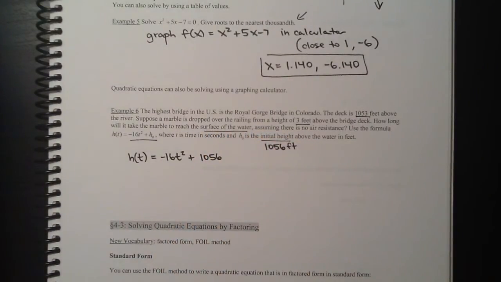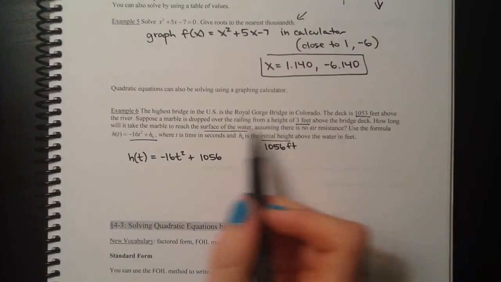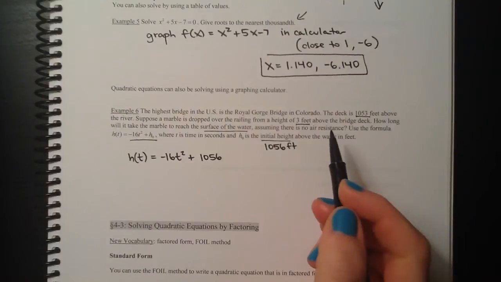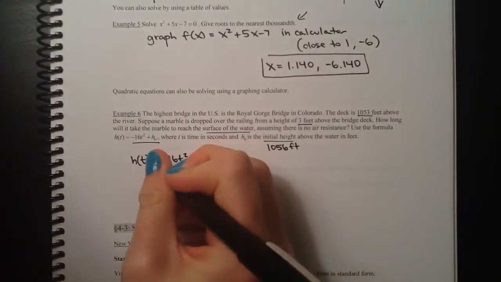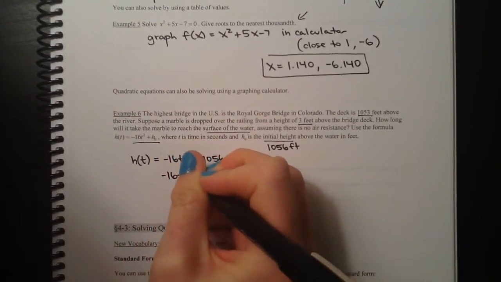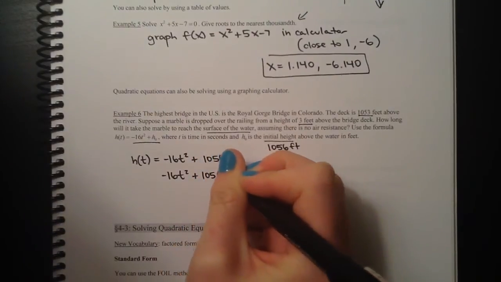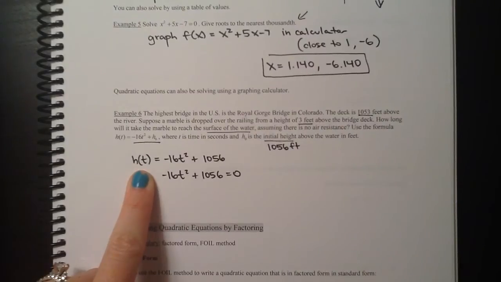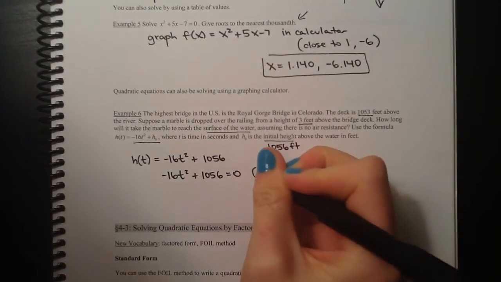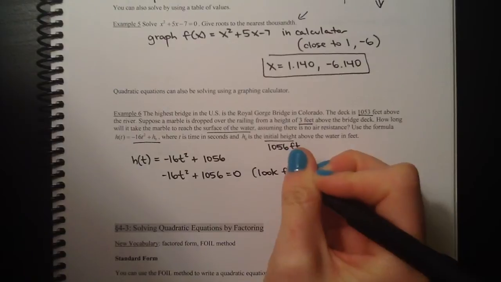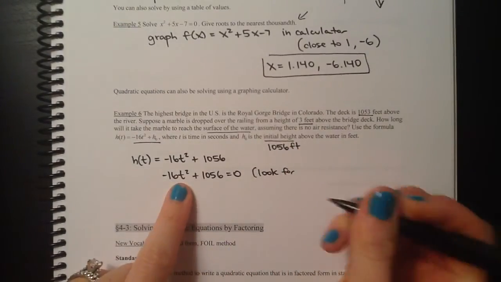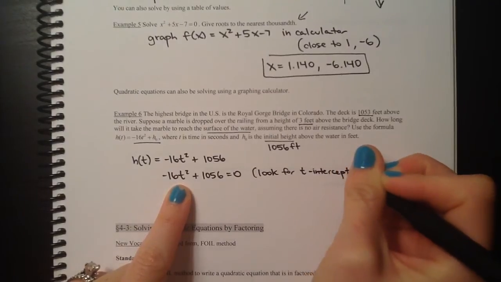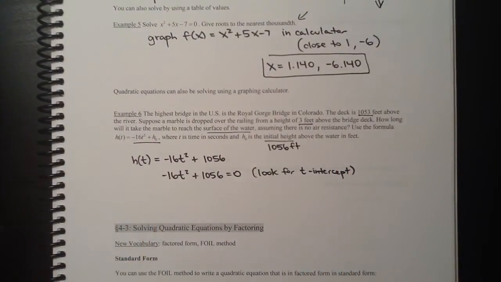Okay, so h naught is the initial height above the water. So when it asks how long will it take the marble to reach the surface of the water, that would be a height of 0. Okay, so we want to take this and we want to set it equal to 0, which means when you plug in 0 for what's basically a stand-in for the y variable, that means we are looking for the intercepts. And here it's not the x-intercept, it's actually the t-intercepts, just because we had a change of variables.